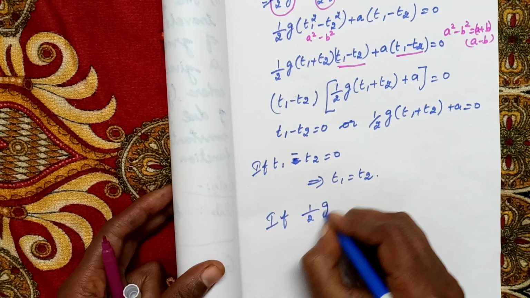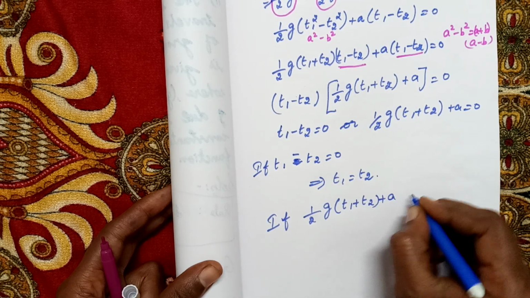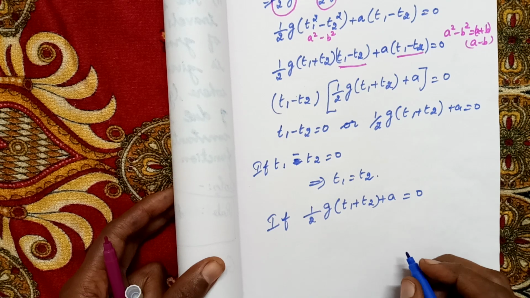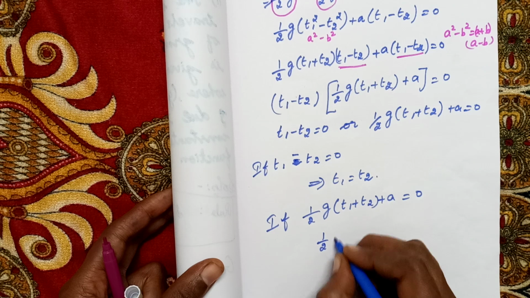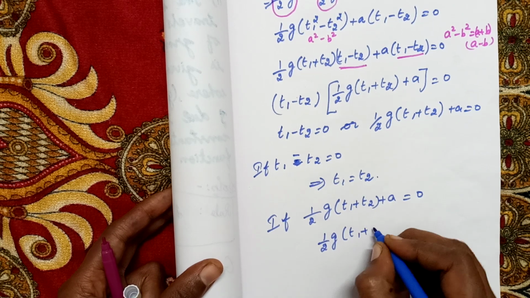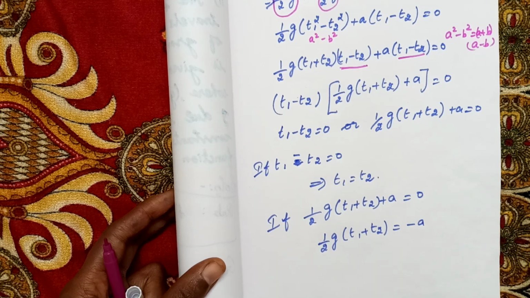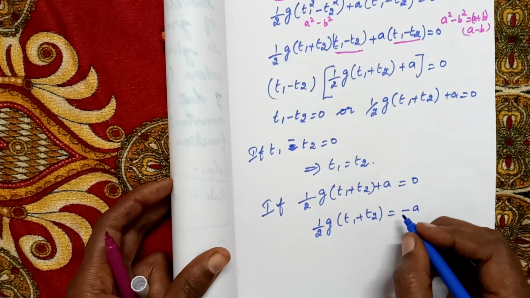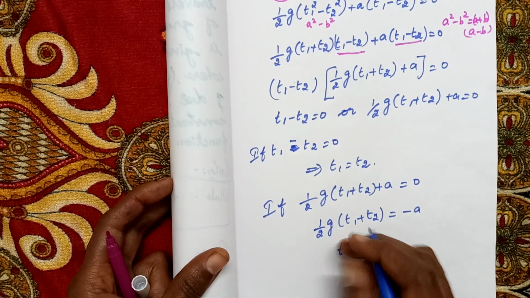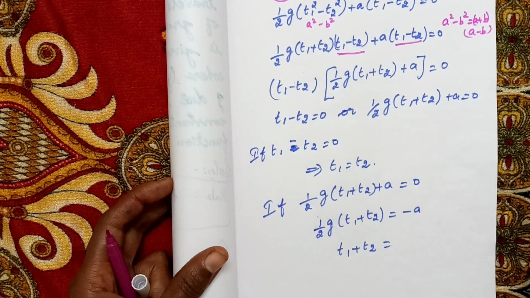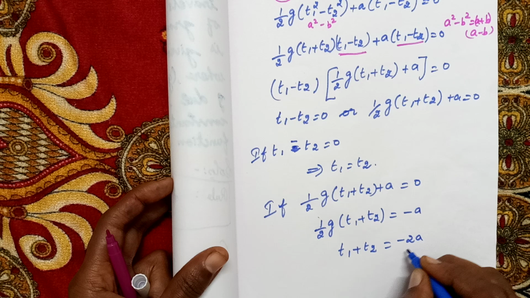If ½g into (t1 plus t2) plus a is equal to 0, what will we get? Listen here. ½g into (t1 plus t2) is equal to minus a. Then t1 plus t2 is equal to minus a divided by ½g. Taking it to that side, 2 will come in the numerator, giving 2a by g.